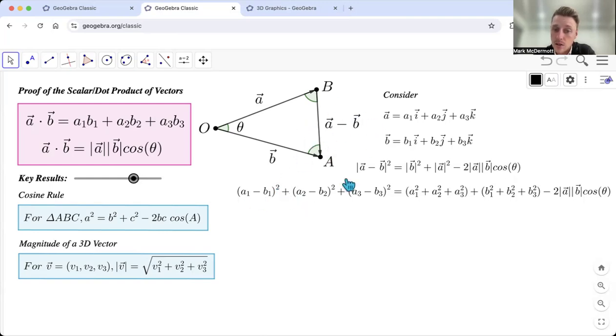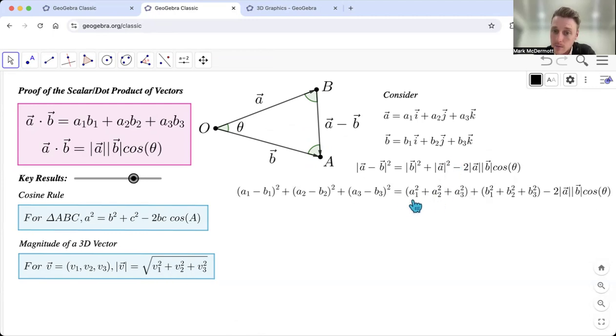So we get that for each of those situations. So A1 minus B1 squared plus A2 minus B2 squared plus A3 minus B3 squared. Okay, on the right-hand side, let's look at vector A squared. We take the magnitude of vector A and square it. Now remember, the magnitude of the vector is given by Pythagoras. The magnitude of vector A is the square root of A1 squared plus A2 squared plus A3 squared.